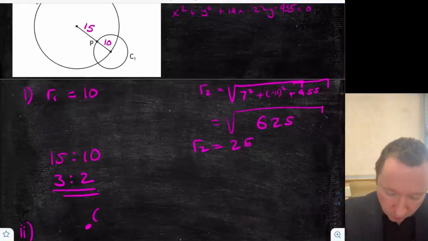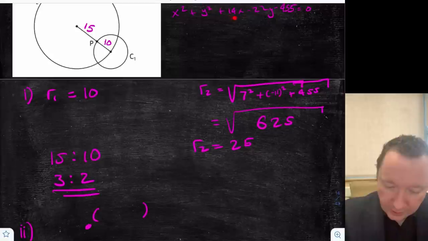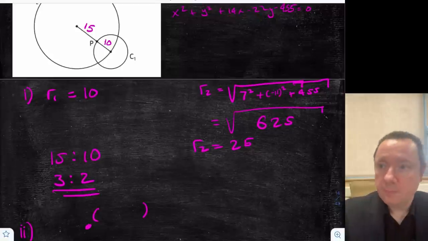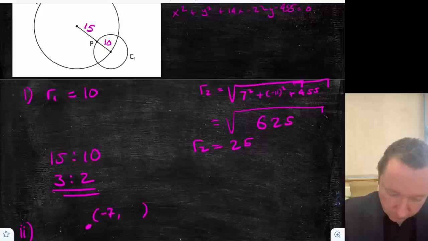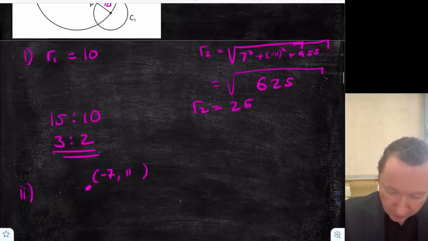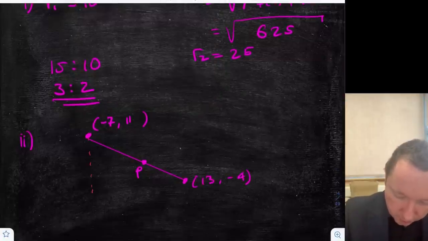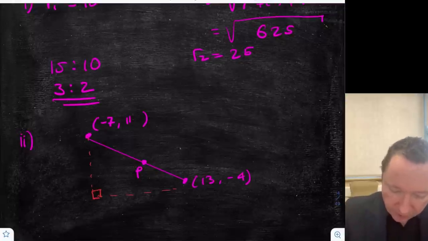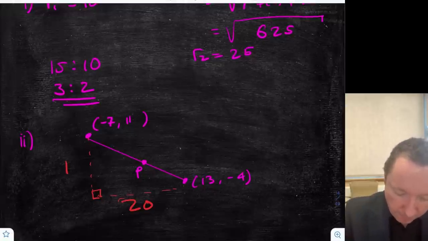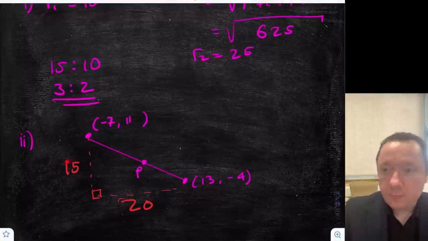So the centre of our first circle is minus 7, 11. And then drawing another line, I draw a right angle triangle here. We know that the distance here must be 13 minus minus 7, which is 20. And we know that the distance up this side is 11 minus minus 4, which is 15. And P is 3/5 of the way along. So I just need to do 3/5 of 15.